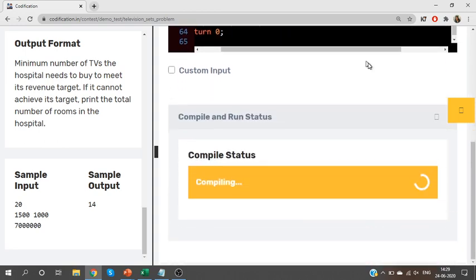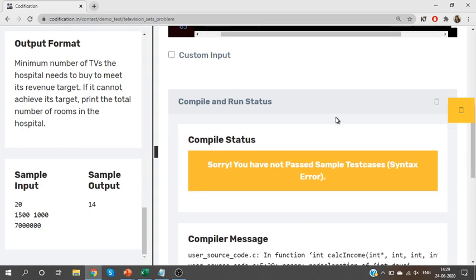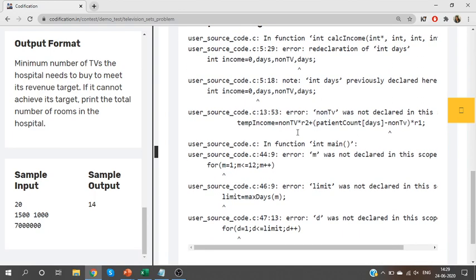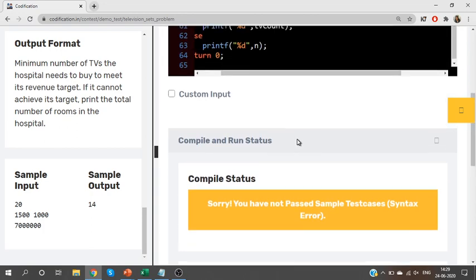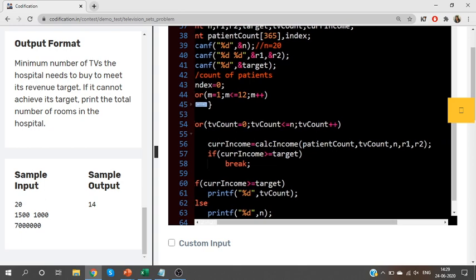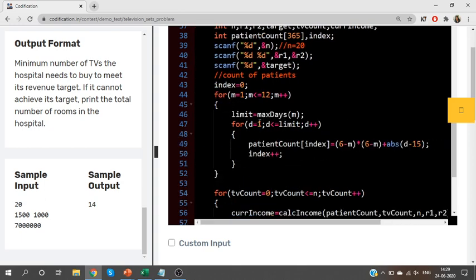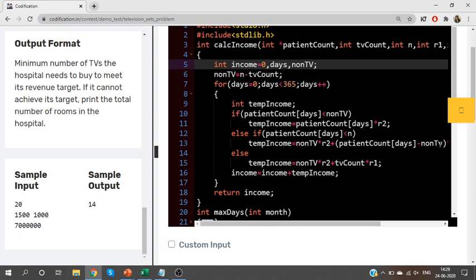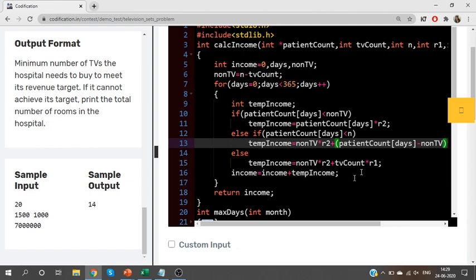Let's see if we have any other errors. I have declared days 2 times. Non-TV was not declared. Limit was not declared. Okay. Everything is going to be just minor declaration errors. We'll see what are the values we haven't declared here. Okay. Limit is not declared. Declare it. They say days is declared twice. Remove it. And here it is going to be non-TV, V capital. Change it.